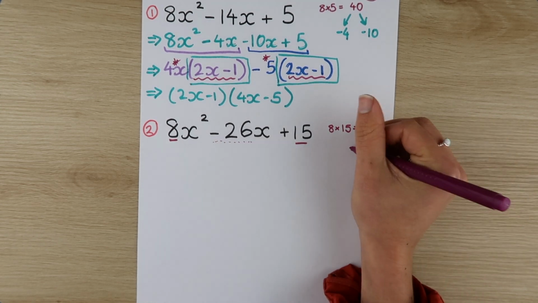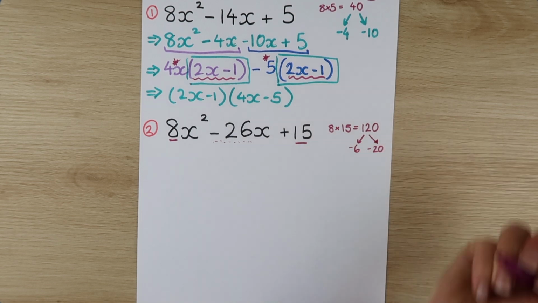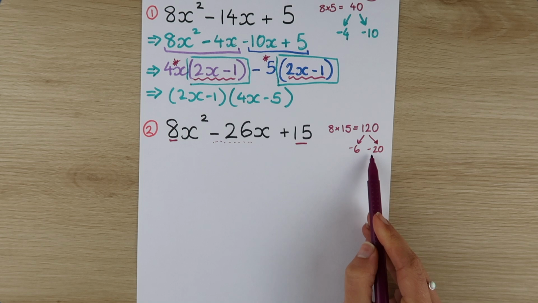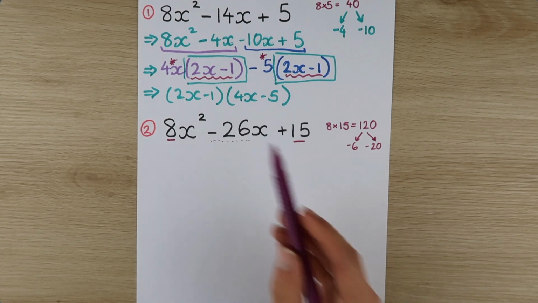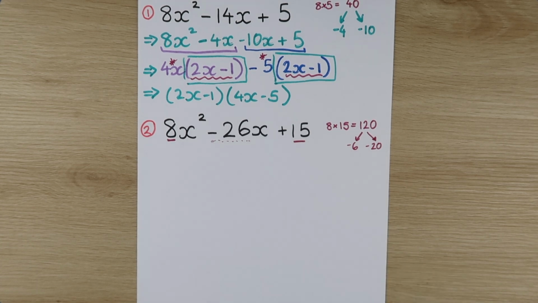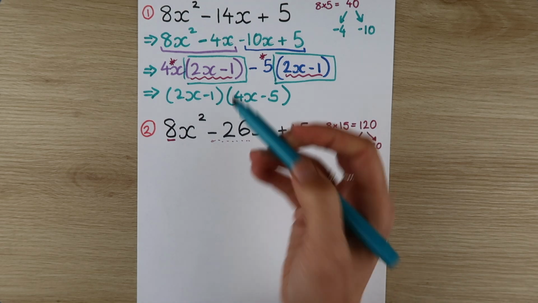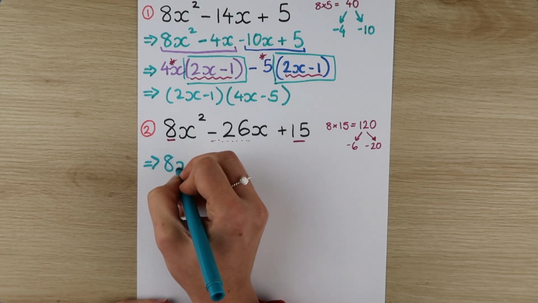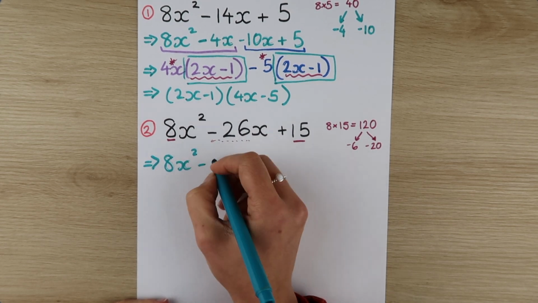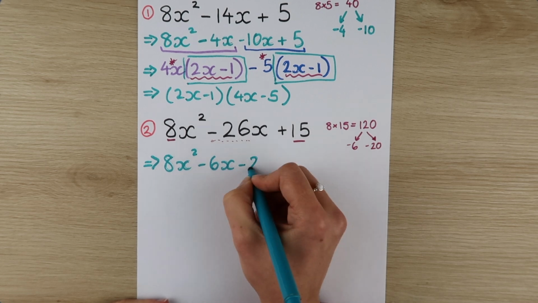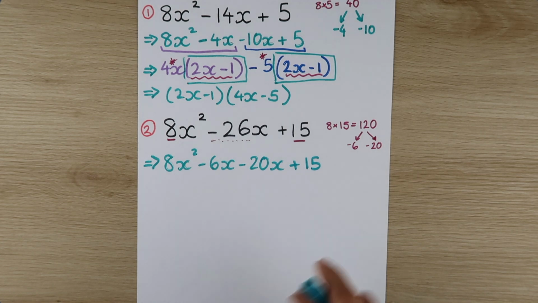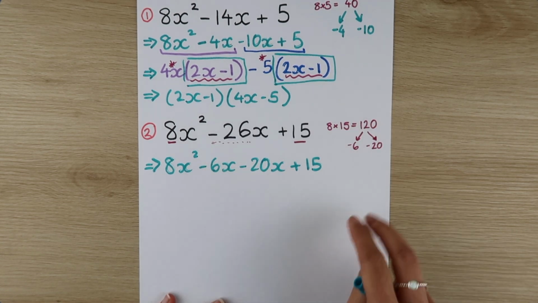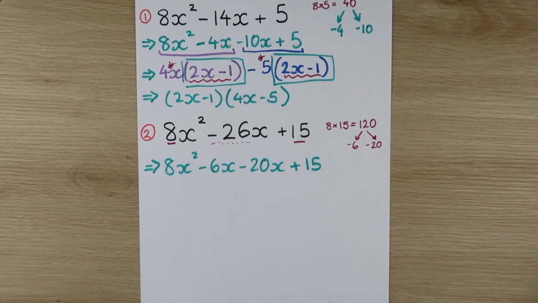So that would be negative 6 and negative 20. Because they're both negatives, when they multiply together, they do make a positive. But when they're added together, they make the negative 26. So let's follow what we did up here. I've got 8x squared, and I'm going to break that into the two parts. Negative 6x and negative 20x. Plus 15. So those are the two products that make up 120, and then add together to make negative 26.